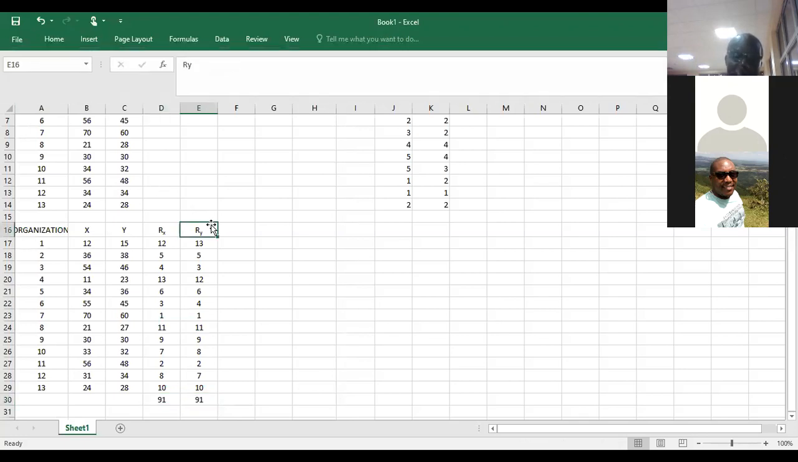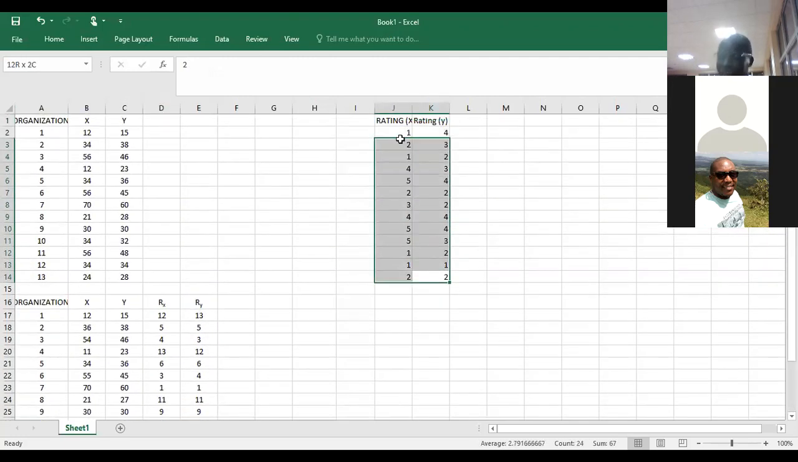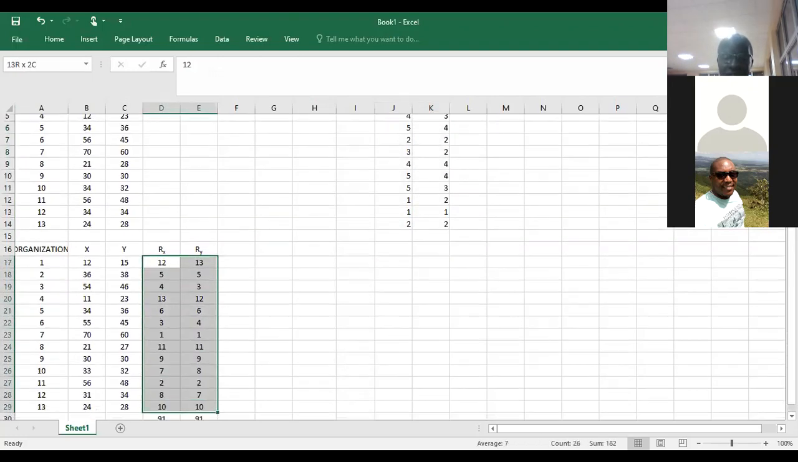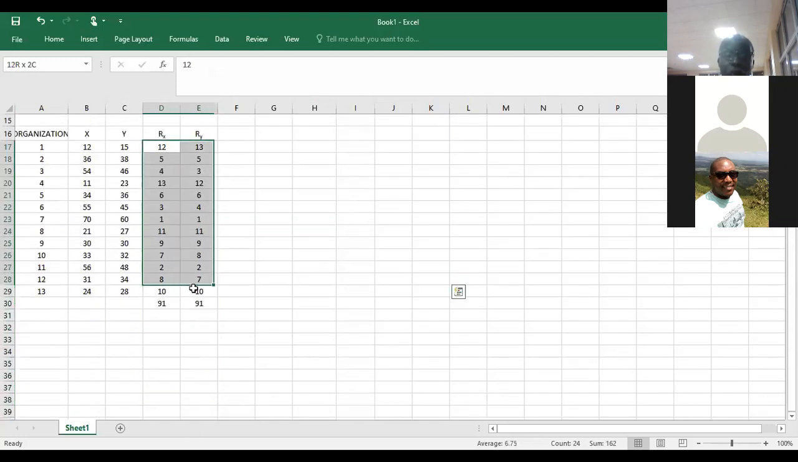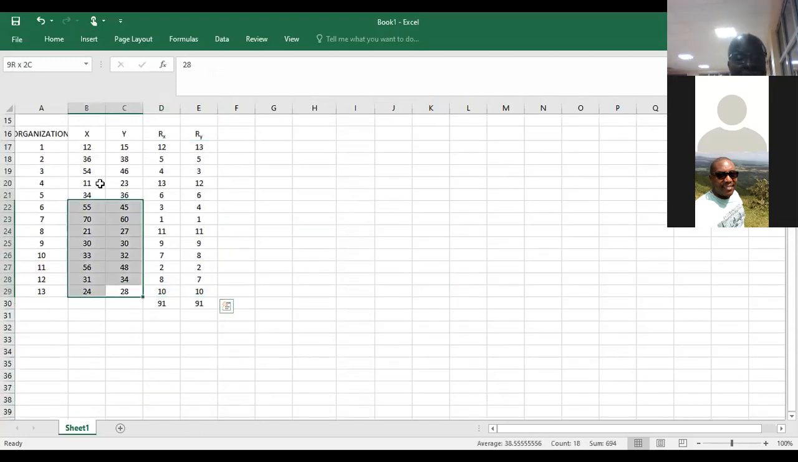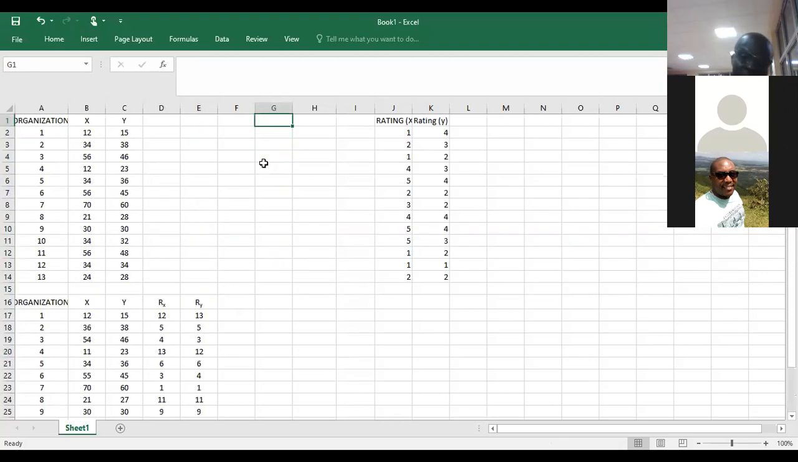So this is okay. Now you can see these ranks here are just like a Likert scale, isn't it? But this is also ordered, isn't it? So you have converted your scale variables into ordinal. This is like number 1, number 2, number 3, number 4, up to number 13, etc.